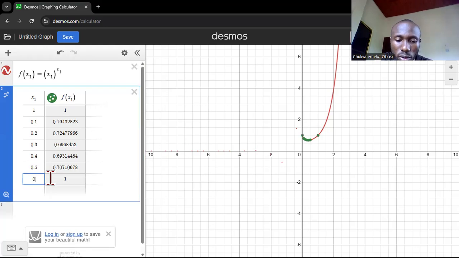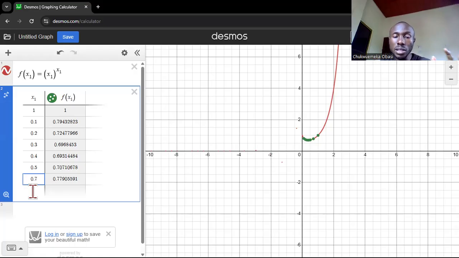So let's see when x is 0.7. Let's see how the graph will change. You see, it's increasing. When x is 0.7, it's increasing. So what do you then observe? As x begins to get smaller and smaller, at some point it was like it's converging to 0. Then at some point it turned, which is the turning point, and now it's converging to 1.